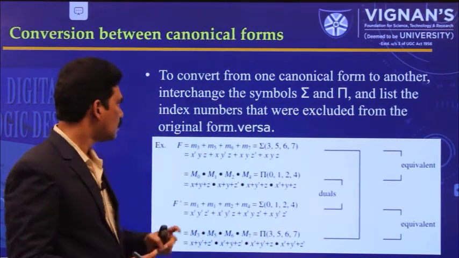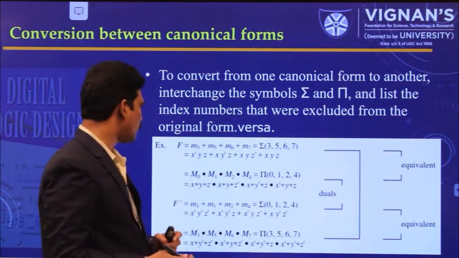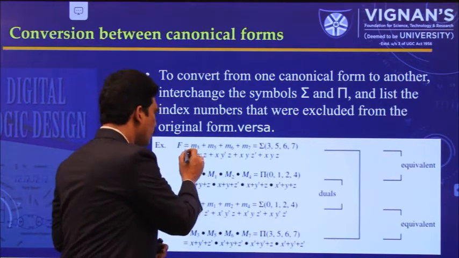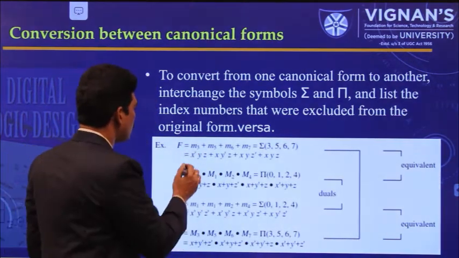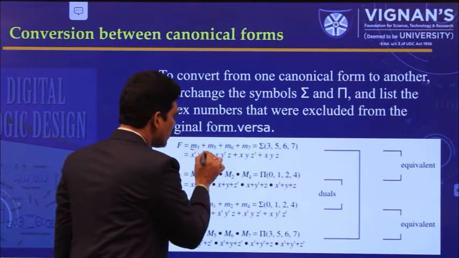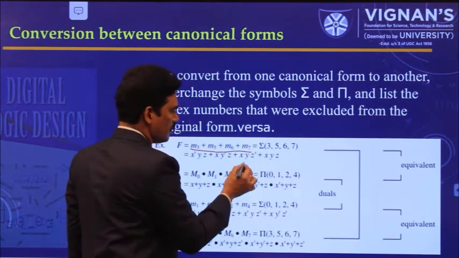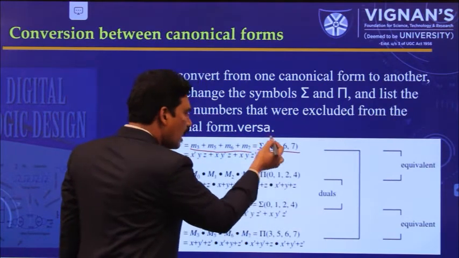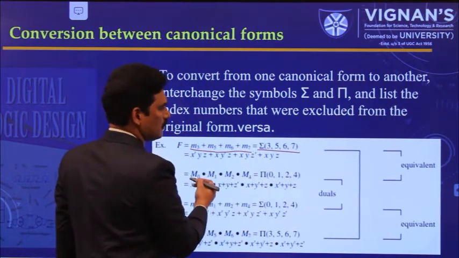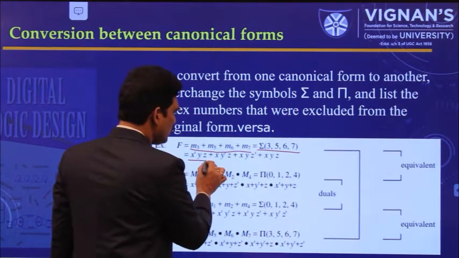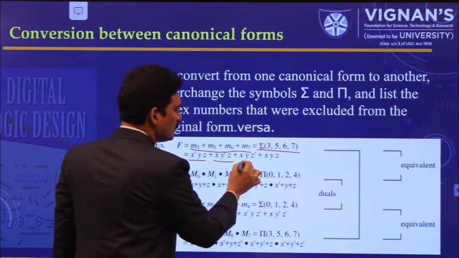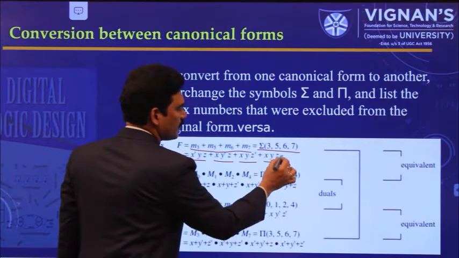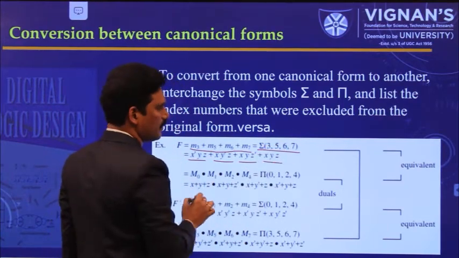Okay. First of all, f is equal to m3, m5, m6, m7, that is represented as sigma 3, 5, 6, 7. And the expression for this is x bar yz, x y bar z, x y z bar and x y z. This is the expression.